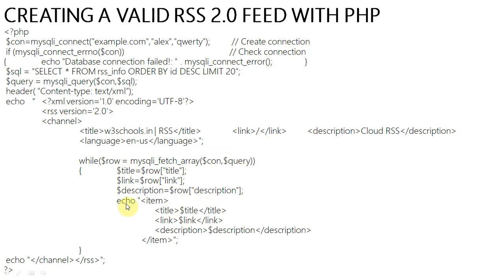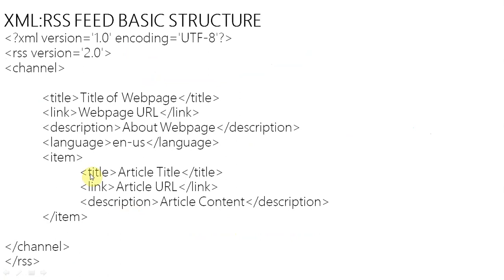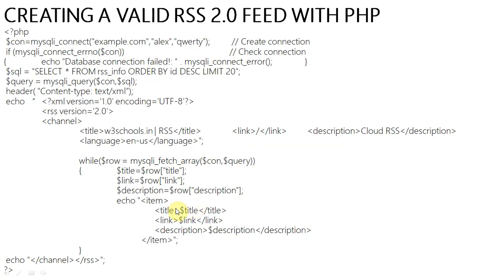And then using this item tag, we are placing this data in XML. So you can see here in the previous program, title is the article title, link is the article URL, and description is this. So we are collecting all the data and writing it here in XML form. So item is closed here, and inside the title tag we have the title variable, inside the link tag we have the link variable, and inside the description tag we have the description variable. So all three data are placed here in XML form.